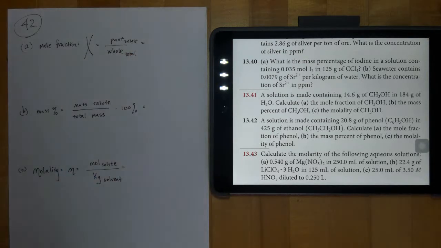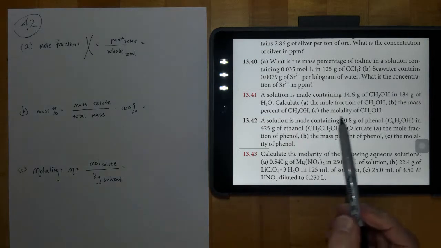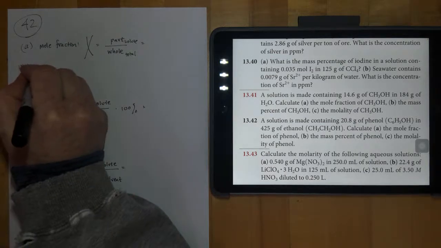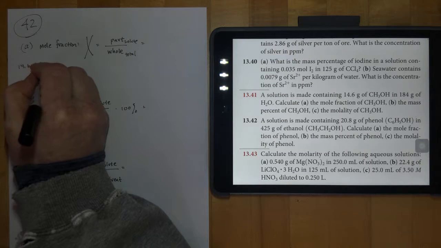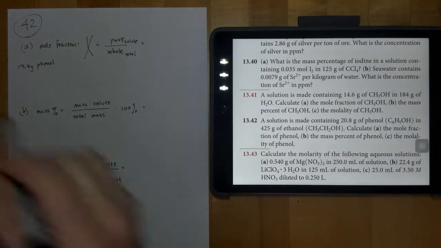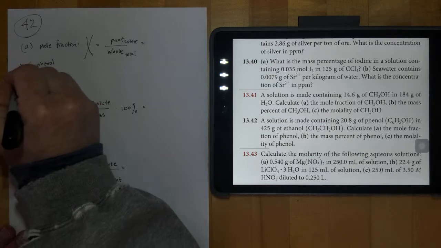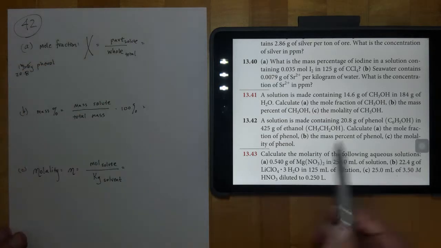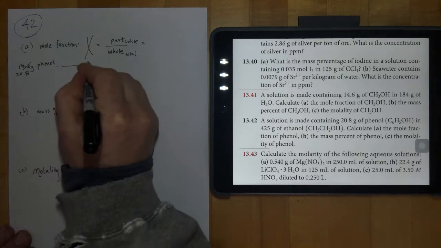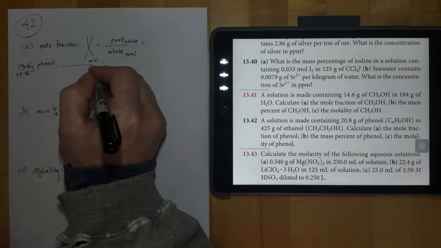So the first step is to find the moles of each. And so we have 14.6 grams of the phenol. Oh, I'm sorry, I copied the wrong number down. 20.8, my bad. 20.8, I was looking at the wrong one. 20.8 grams of phenol. And when you put grams in a position where it's going to cancel, moles is a new set of units.